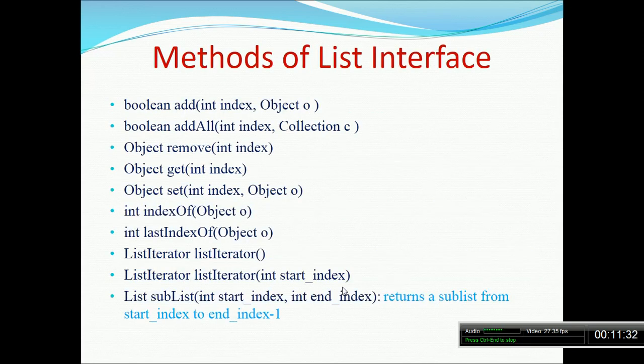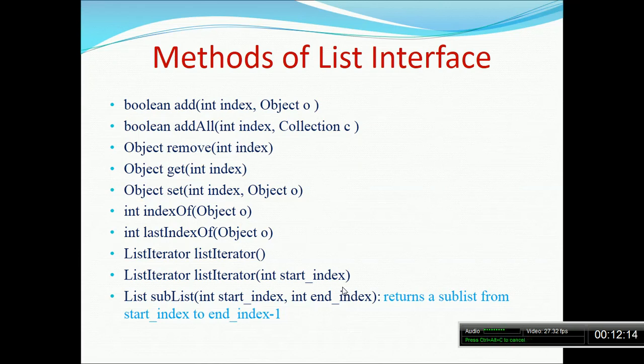Now these are the methods of the list interface: add, addAll, remove, get, set, indexOf, lastIndexOf, listIterator. You can create a list iterator object, you can pass a start index, and even take a subList from a starting index to the end index. So add and addAll are generally used to add a particular object, or add all elements of a collection. The remove method will remove an object at a given index, and get will return an object at the given index. For set, you pass an index and an object that will be used as a replacement. indexOf returns the index of the object. lastIndexOf returns the last occurrence of that object.